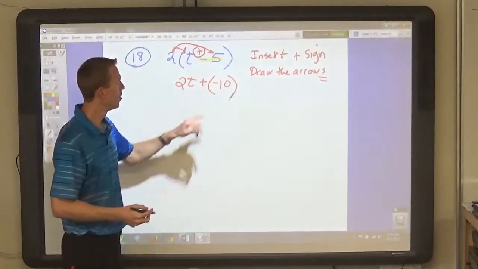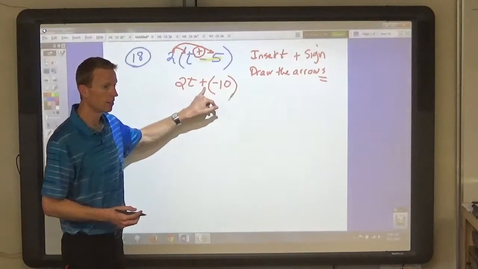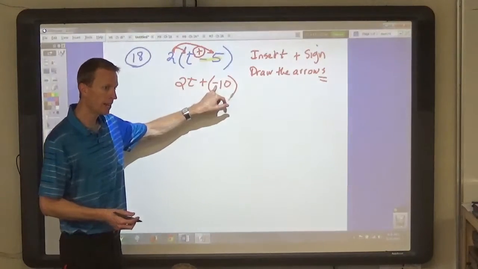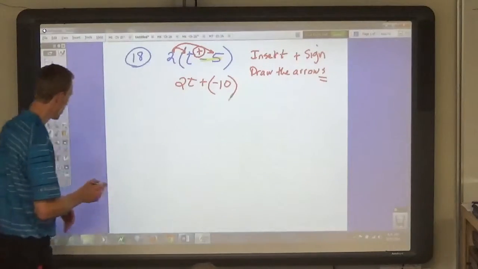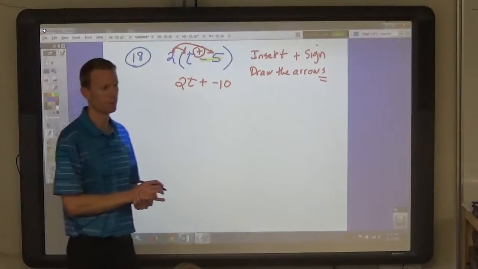Okay? But this is 2t. If you see the plus, then you say plus. When you see the minus, you say negative 10. And so you can read this clearly without the parentheses. Okay?